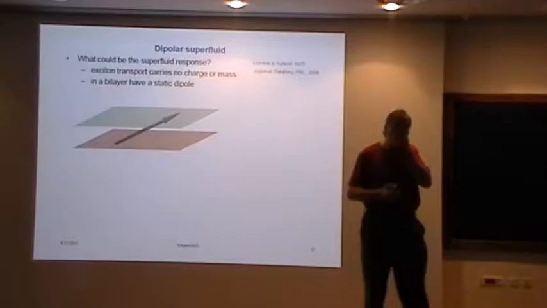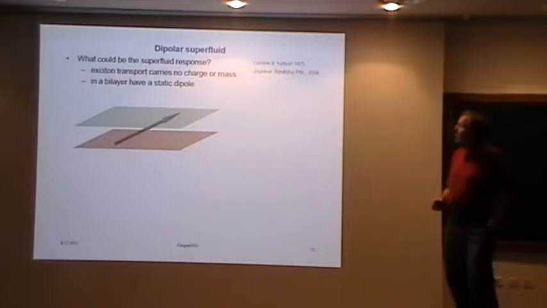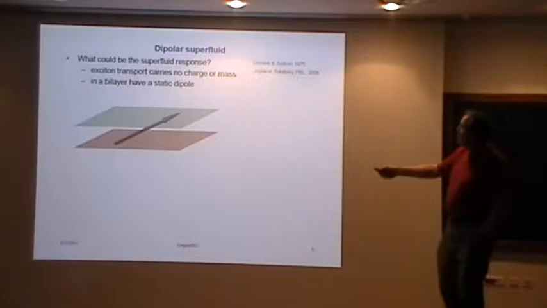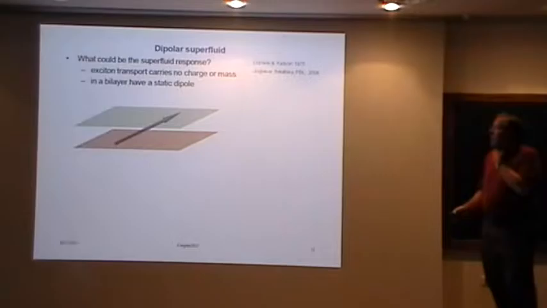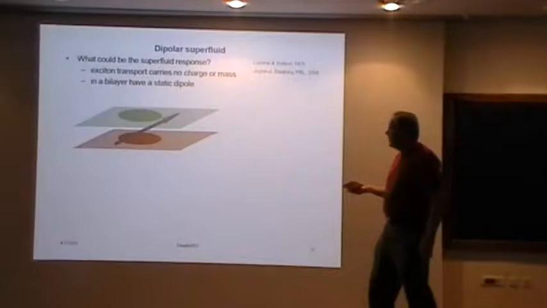So we discussed a little bit the fact that there is no... suppose you could drive the system, is there a superfluid response? Well, there's no charge and there's no mass. There are thermal currents. But actually, in the bilayer you have a static dipole, and therefore it's possible to drive this with a magnetic field which is in the plane. And the way it goes is like this. Imagine that you've got electrons and holes, so there's a dipole through here, and you apply a magnetic field which is in the plane.